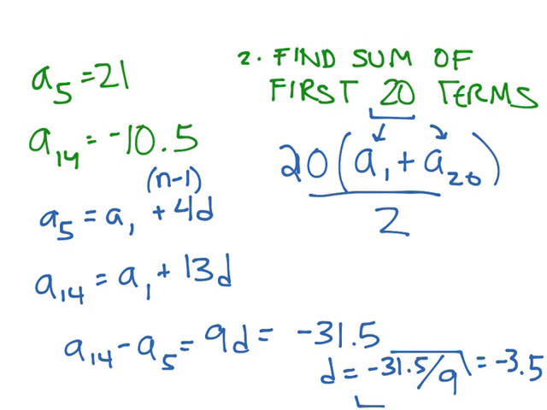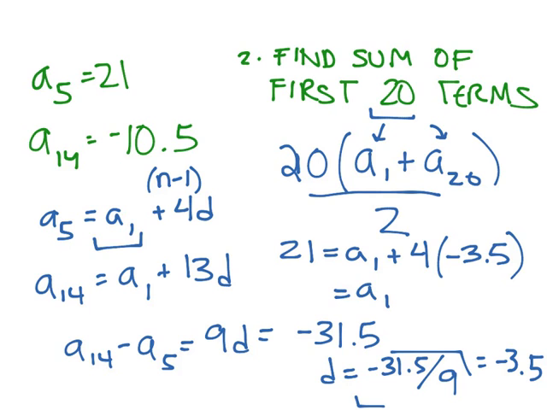Using D, we can now find what the first term, A1, is. So let's plug that in. A5 is equal to 21, is equal to A1 plus 4 times D, given that D is negative 3.5. Which means, rearranging this, we have A1 is equal to 21 plus 14, which is 35. Let's go to a new page. This is getting a bit crowded. So we've got A1 is equal to 35. Now we just need to find A20 to complete our equation.